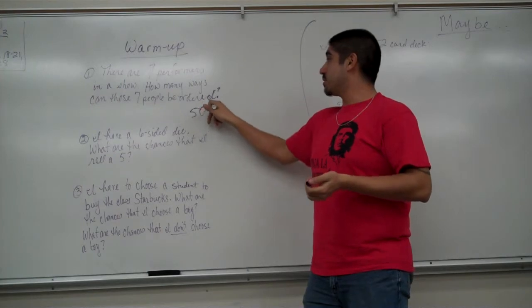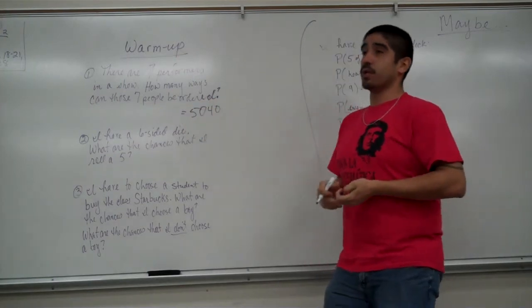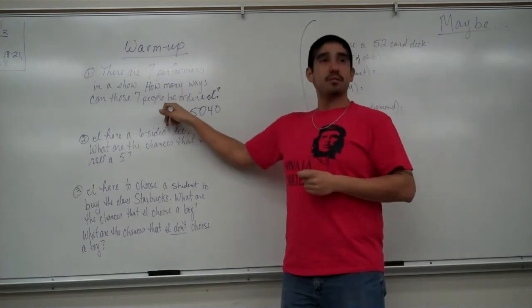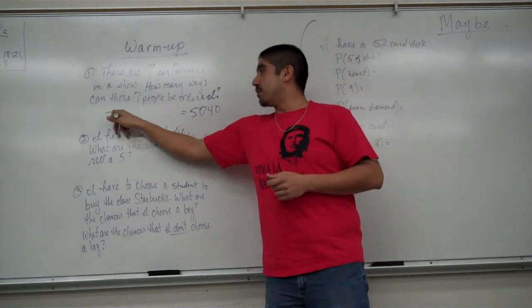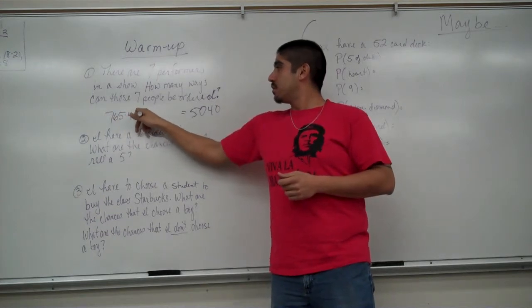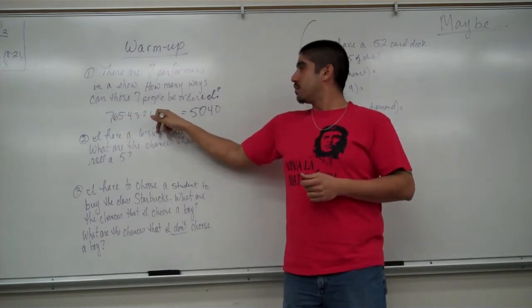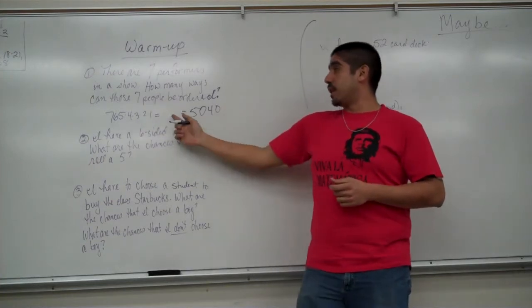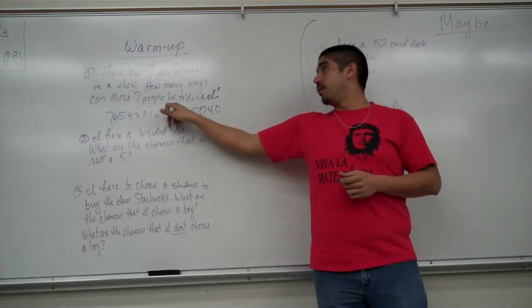How did he get 5,040? What did he do? 7 times 6 times 5 times etc. Now what do we call that? 7 what? Factorial. Alright, nice.